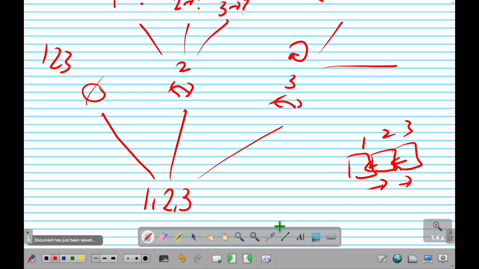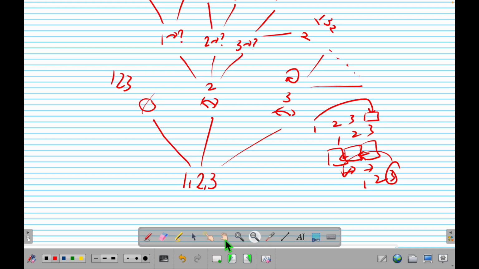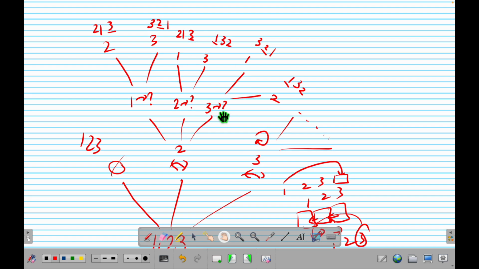So 1, 2, 3 become 1, 2, 3, and then you imagine go back to here, or 1, 2, 3, and then you go back to here. So you either have 2, 3, 1 or 3, 1, 2. Of course, you can keep going on. So I just draw here. I'm not saying this is everything you need to do. I'm just telling you this is the mental picture.